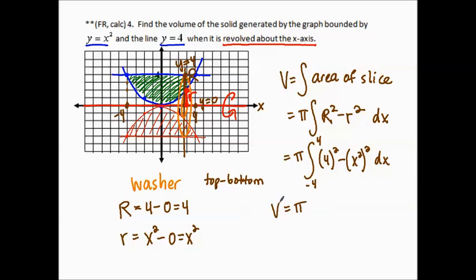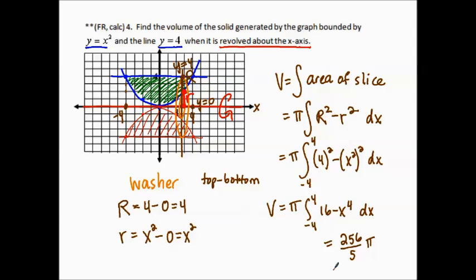Perhaps you simplify a little bit to find this volume before taking the antiderivative. Either way, we solve for this antiderivative and we get 256 over 5 times pi.